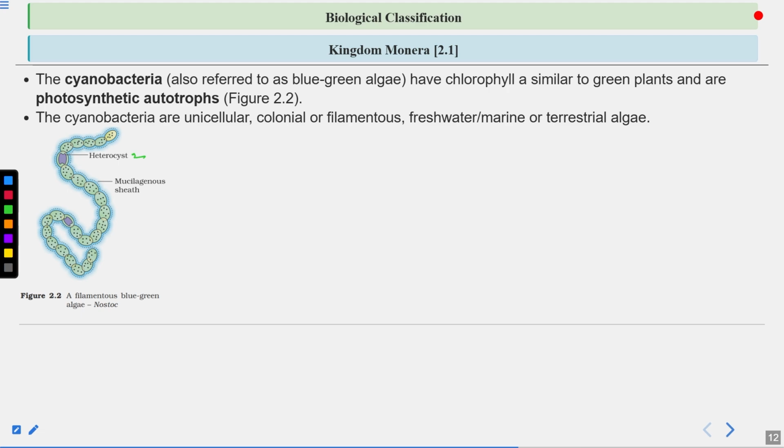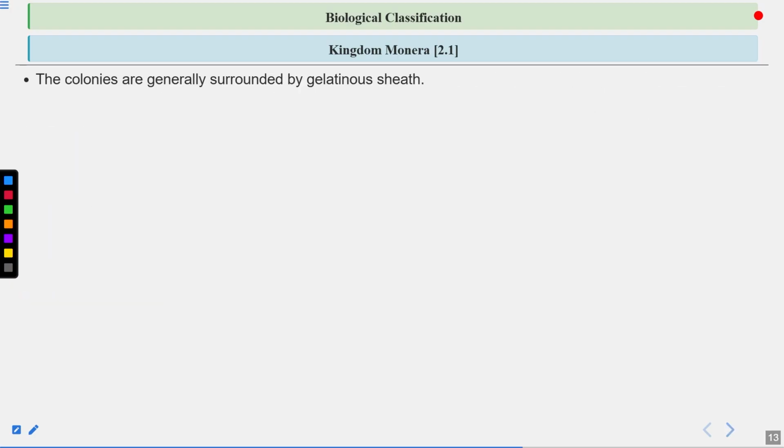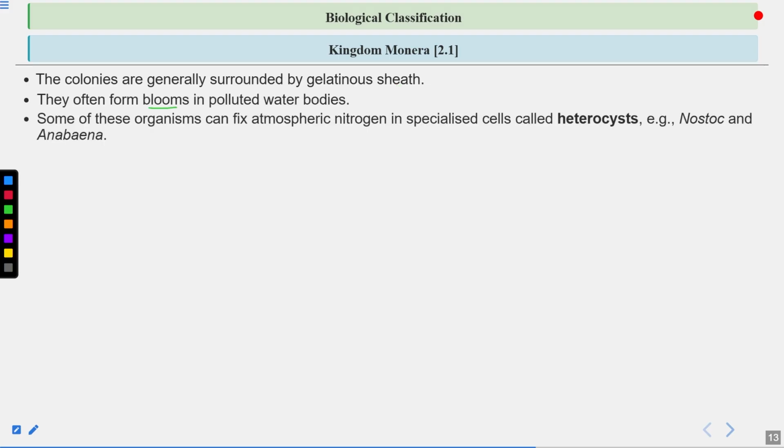Again, a question can come from here. What is the function of heterocyst? It also has a mucilaginous sheath around it. Since it is a blue-green algae, it can photosynthesize. It consists of chlorophyll A pigment. The colonies are generally surrounded by a gelatinous sheath, as shown in the figure. They often form blooms in the polluted water bodies.